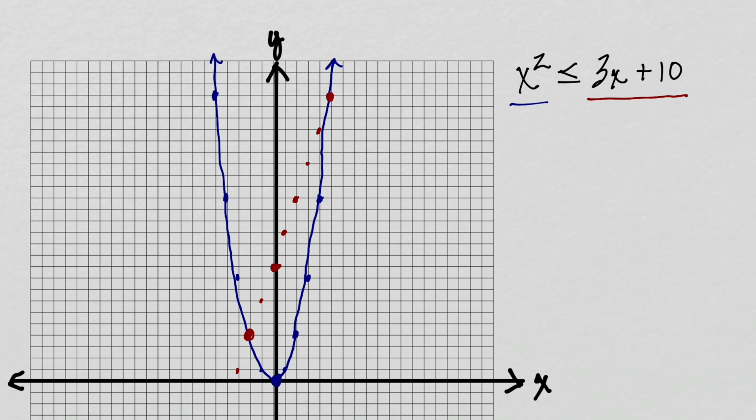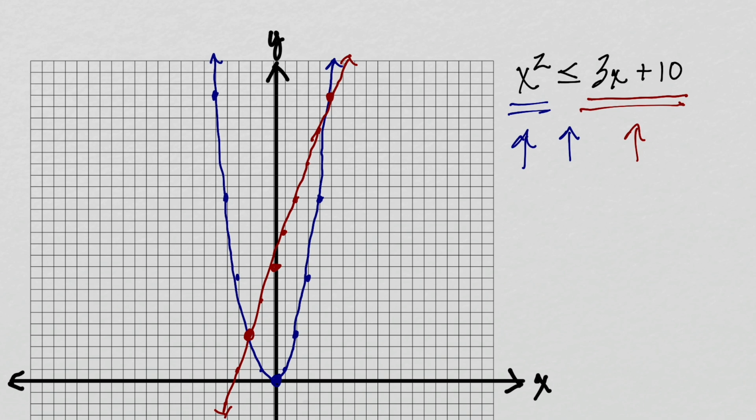So keep going, slope of 3. Let me try to connect all these points as best I can, because I'm doing it freehand here. So there's the right-hand side of this equation, and the x squared is in blue. That's the left-hand side of my, sorry, not an equation, inequality. So what I'm looking for is where the blue is less than or equal to the red. So here's the red piece right here.